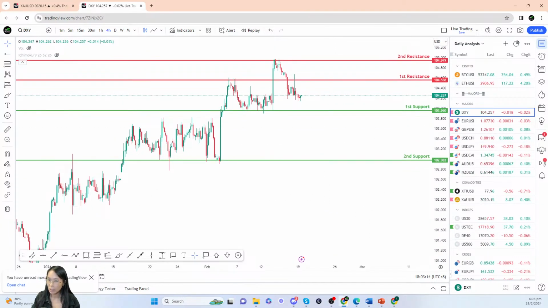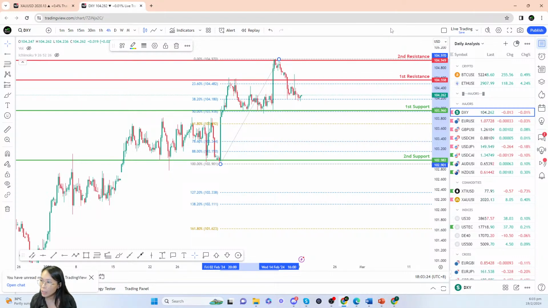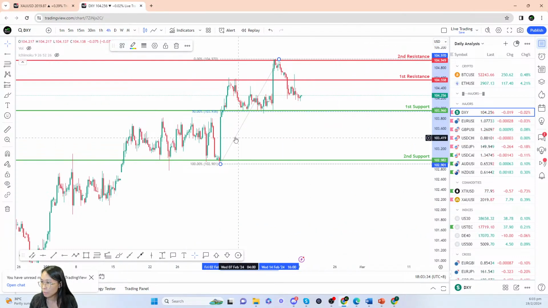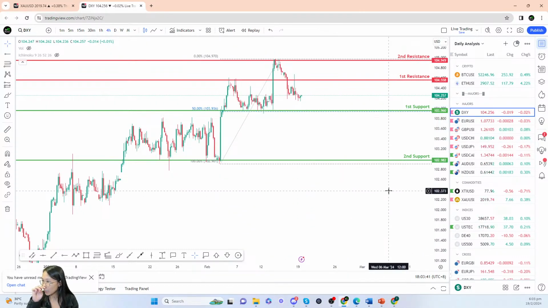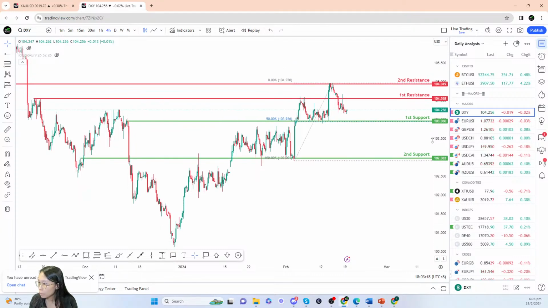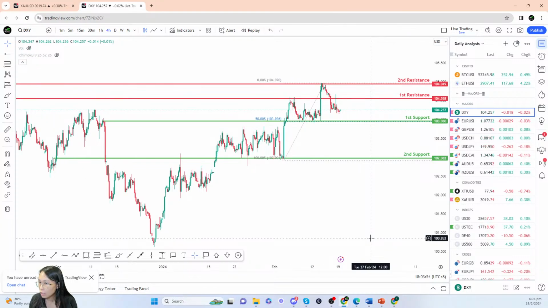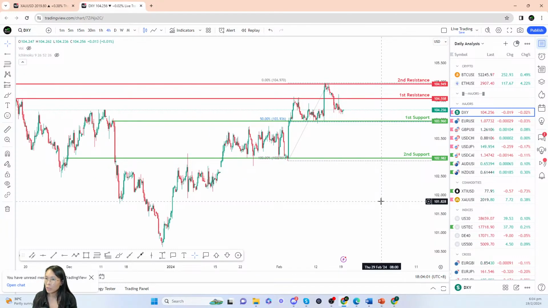After I'm done, I will look for Fibonacci levels. So I do have the 50%, which aligns with my first support. It aligns really nicely at the 103 level. Because this is a V, most levels have already been broken. So this will be for the dollar index.